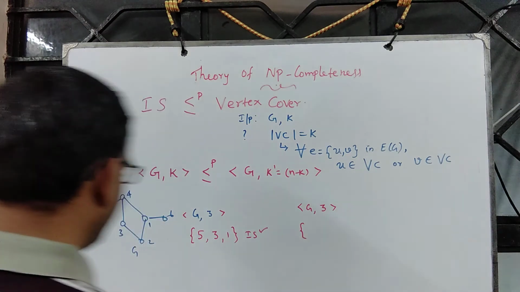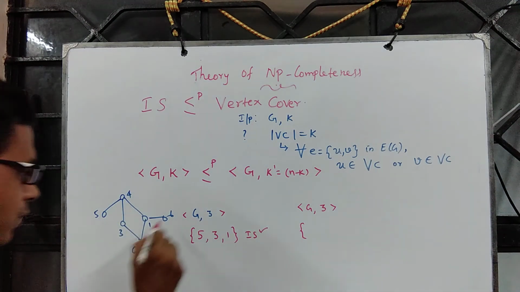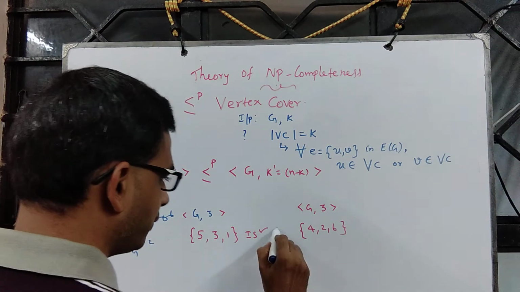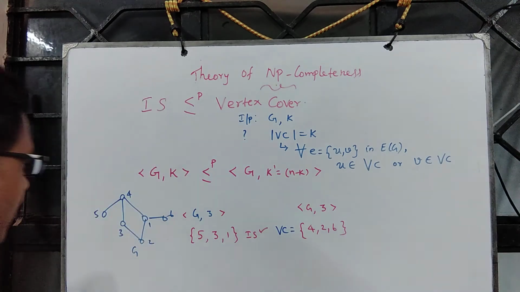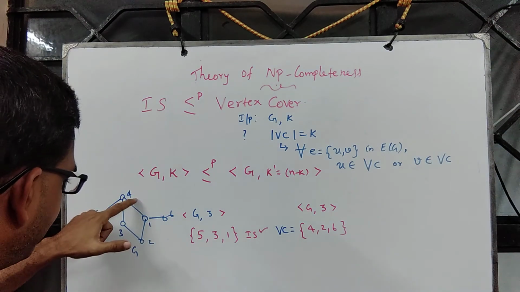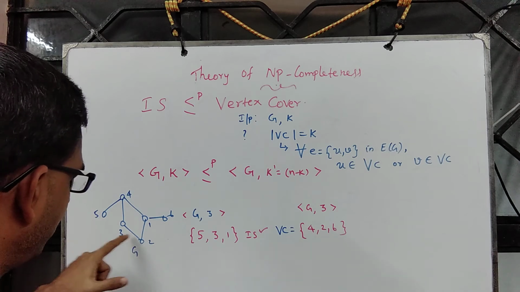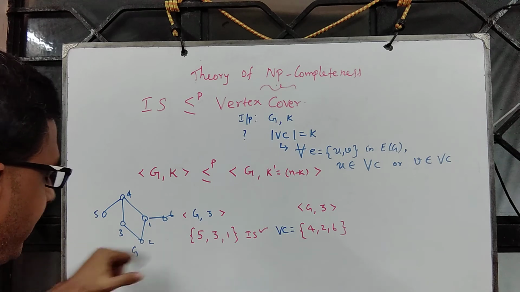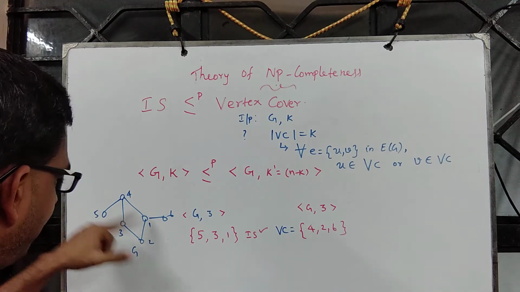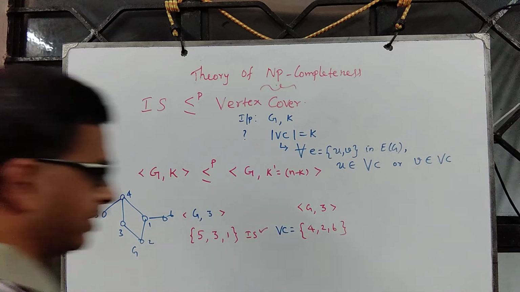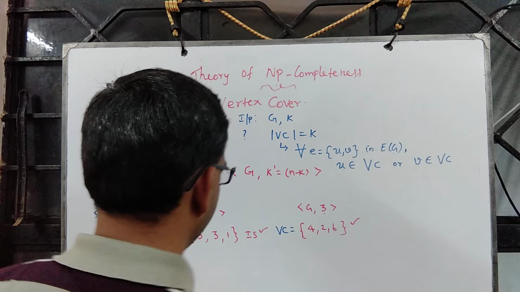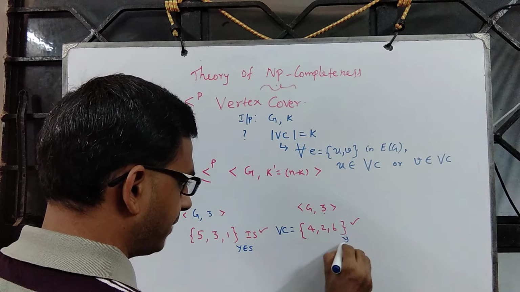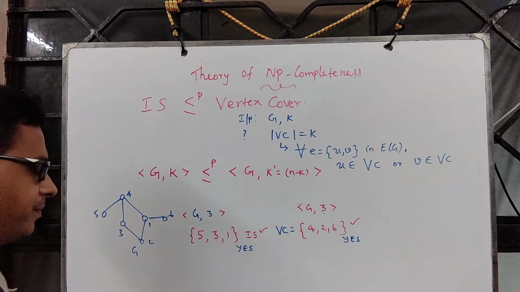Now look at the other vertices 4, 2 and 6. If you look at 4, each edge incident on 4 is covered by this, and 2 covers these two edges, 6 covers this edge, which means all edges are covered, and for each of them at least one endpoint is present. Therefore this is a vertex cover of size 3. So now you see that independent set of size 3 is mapped to a vertex cover of size 3.